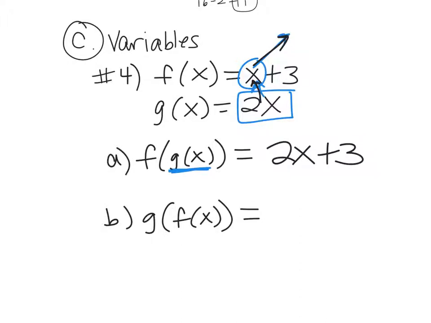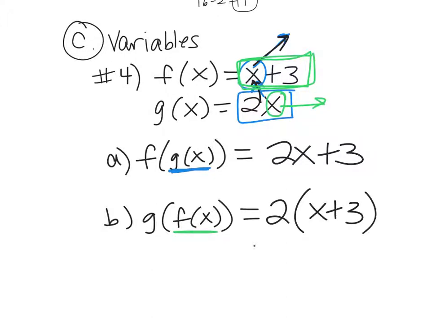Now let's go the other way. The other way says to take f of x and put that into g of x. So I'm going to take this x plus 3. I'm taking this x and getting rid of it and replacing that with x plus 3 there. So I get 2, and instead of x, it's now x plus 3, which is 2x plus 6.